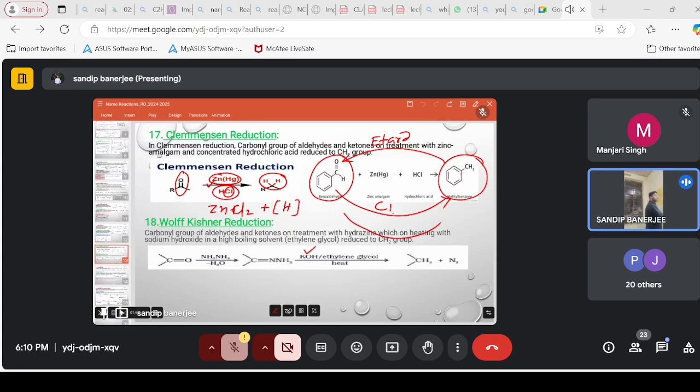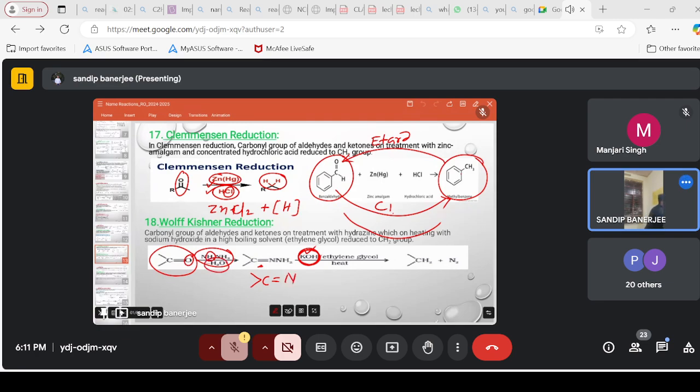Now the Wolff-Kishner reaction is the same, a reduction, but based on alkali. The other was based on acid; this is based on alkali. Look at this: in the first stage, hydrazine is used, and this eliminates the water molecule. In the next stage, in the presence of KOH, rearrangement happens. The starting material was a carbonyl compound, which might be an aldehyde or a ketone, anything. After the hydrazine attacks, the oxygen gets eliminated as a water molecule.